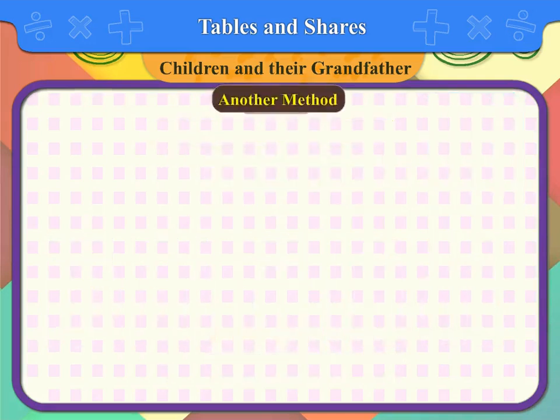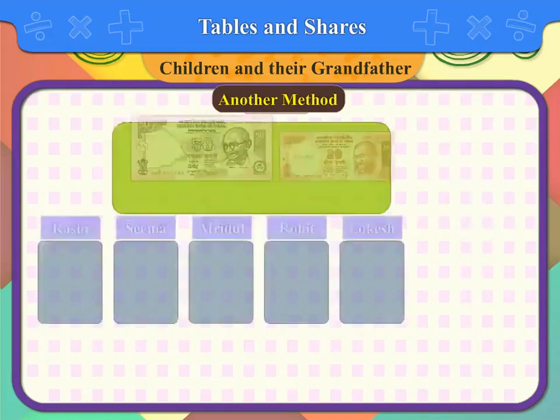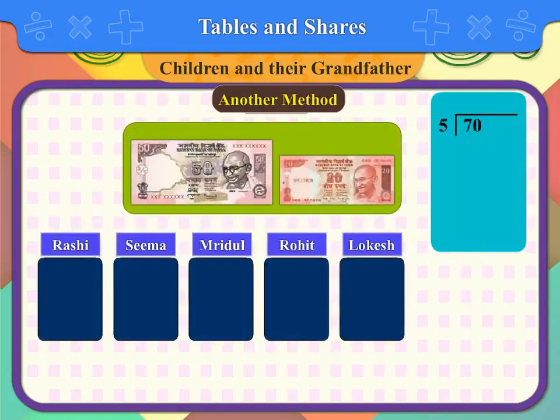Another method. Mridul and Lokesh are trying 70 divided by 5 in a different way. Lokesh writes, first, I give rupees 5 to each. 5 into 5 is equal to 25. So, I have distributed rupees 25. 25 subtracted from 70, rupees 45 are left.